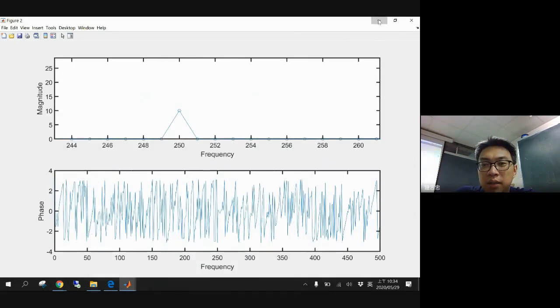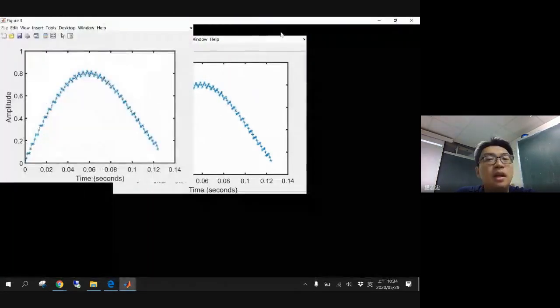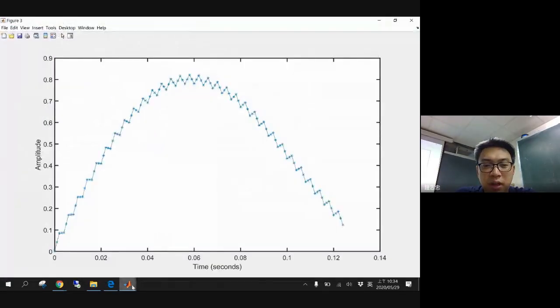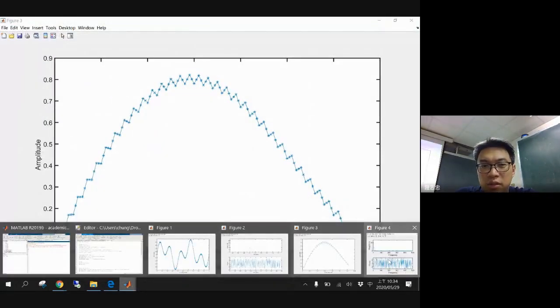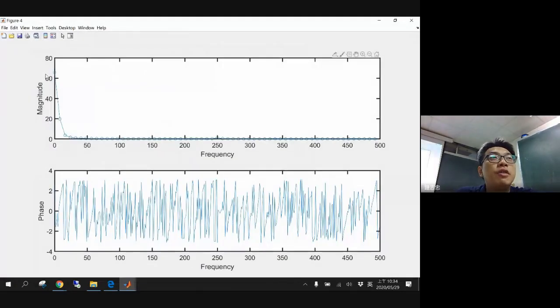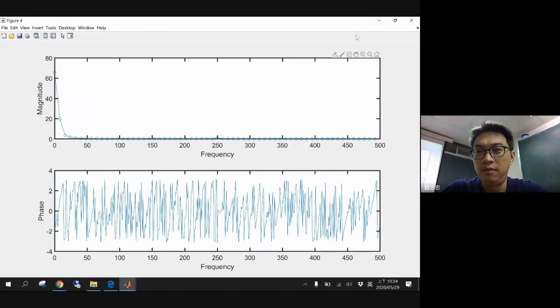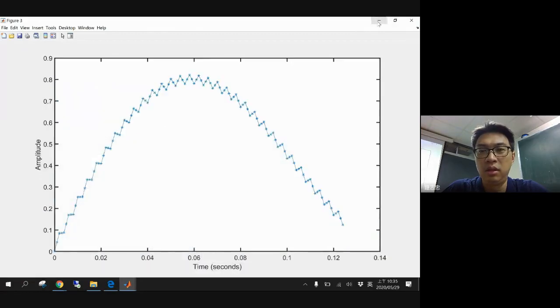And of course, if I have the truncation, only 1/8 of the truncation, because of the low resolution in the frequency domain, I cannot find the difference between 2 hertz and 5 hertz, because there is mixing due to the low resolution in the frequency domain. I think you can understand right now.